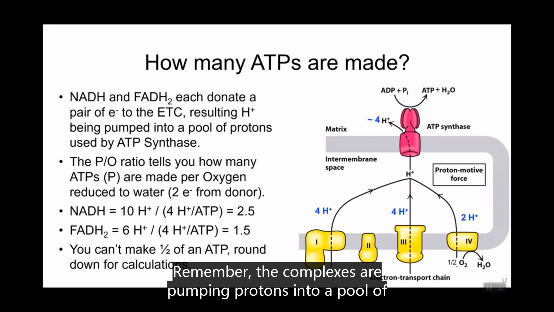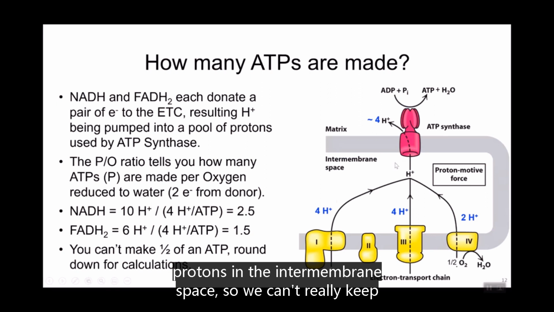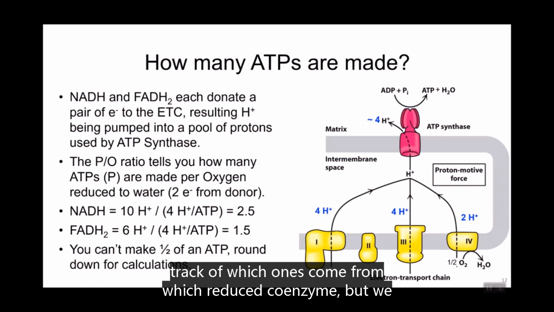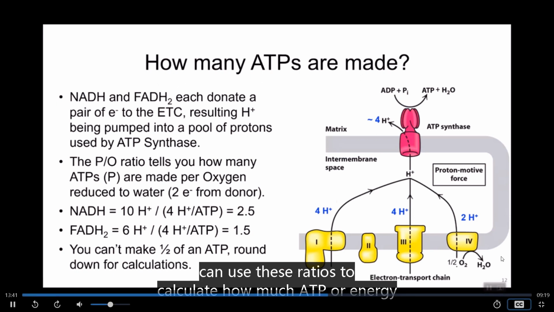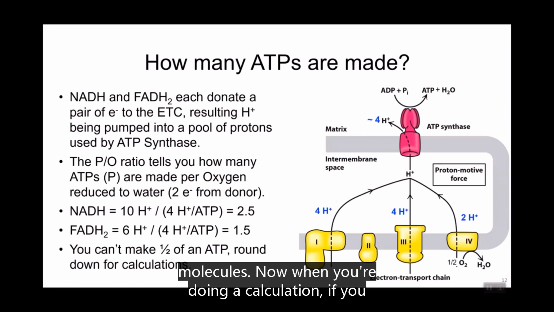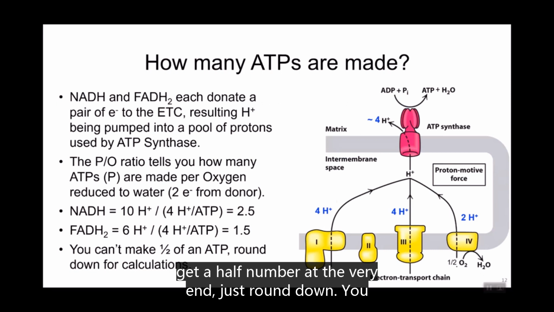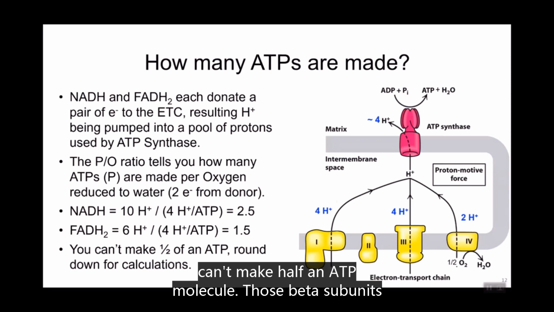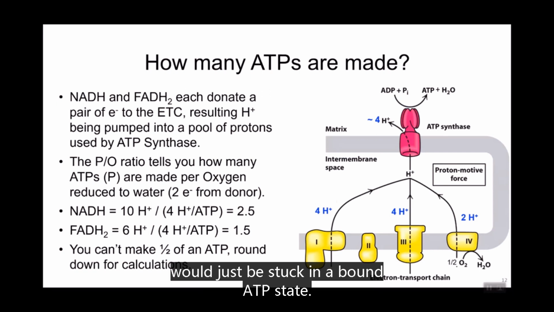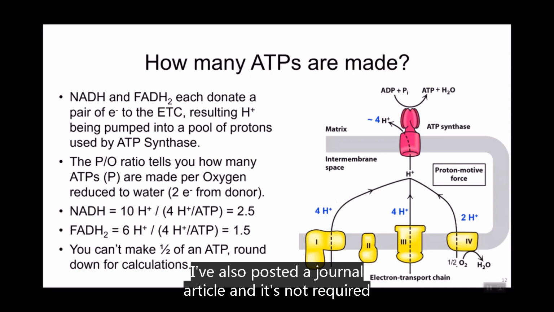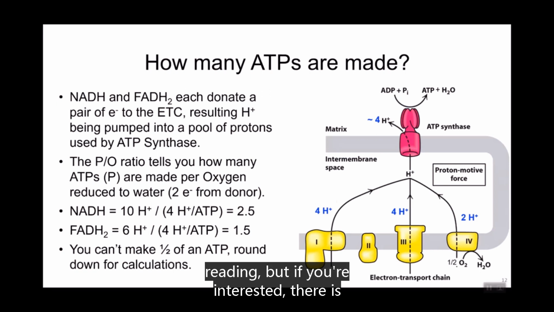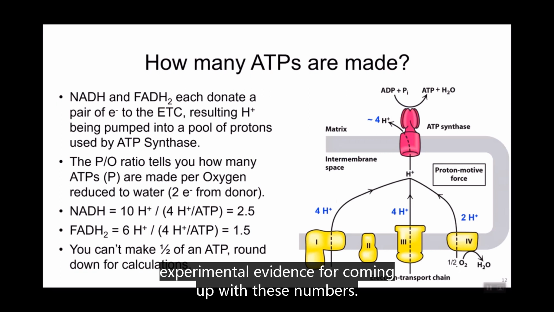Remember, the complexes are pumping protons into a pool of protons in the intermembrane space, so we can't really keep track of which ones come from which reduced coenzyme. But we can use these ratios to calculate how much ATP or energy can come from different molecules. Now, when you're doing a calculation, if you get a half number at the very end, just round down. You can't make half an ATP molecule. Those beta subunits would just be stuck in a bound ATP state. I've also posted a journal article, and it's not required reading, but if you're interested, there is experimental evidence for coming up with these numbers.